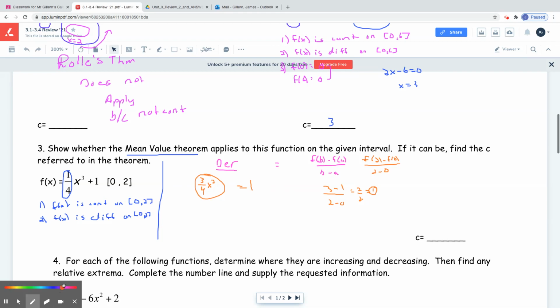So I'm going to multiply by 4/3 on both sides, and those cancel, and I get x squared equals 4/3, and I take the square root of both sides, and obviously it should be plus or minus, but obviously the negative is not between 0 and 2. So the answer is the square root of 4/3. You can check, the square root of 4/3 is between 0 and 2. So that is the mean value theorem.